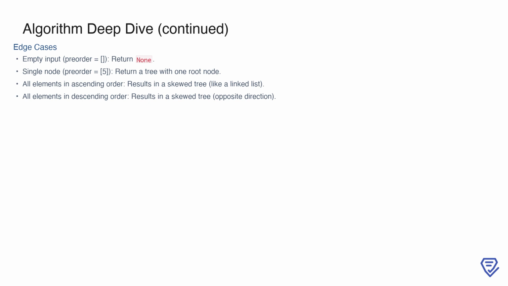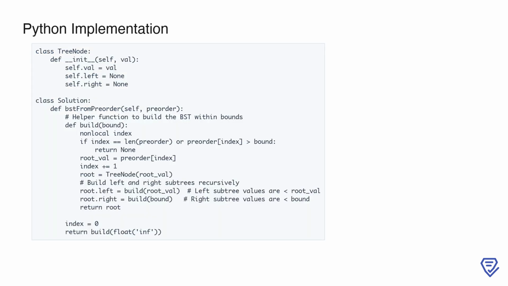These edge cases illustrate how the traversal order and values impact the structure of the tree. Handling these scenarios correctly ensures that the algorithm is robust and performs as expected across a variety of inputs. This solution constructs a binary search tree, BST, from a preorder traversal array efficiently. Let's break it down step by step.